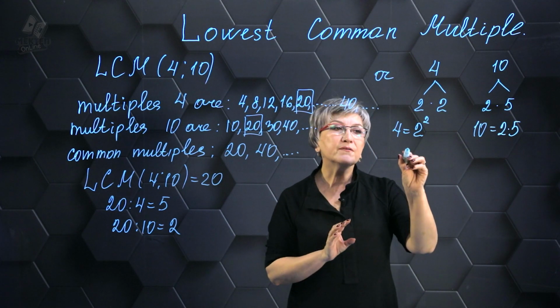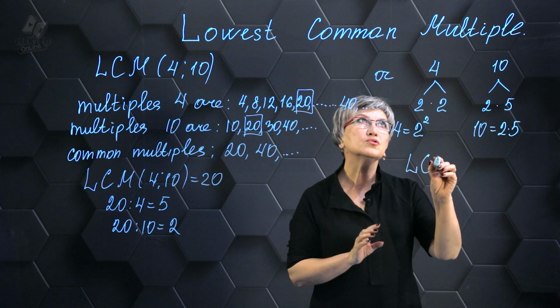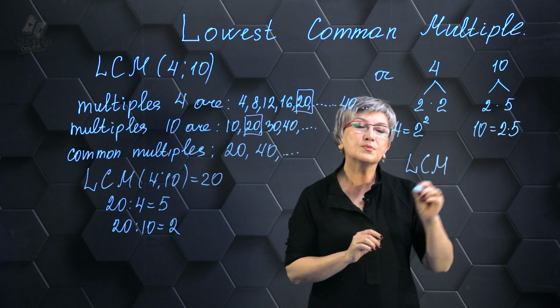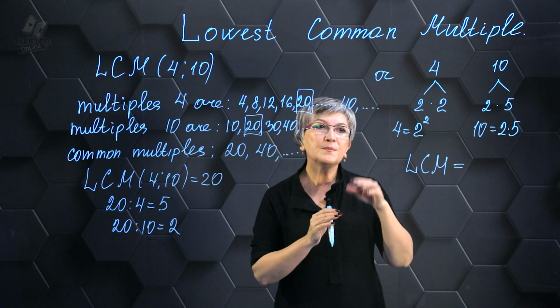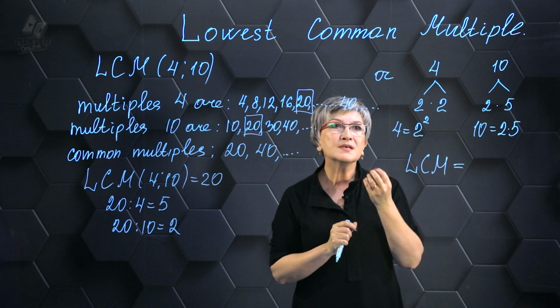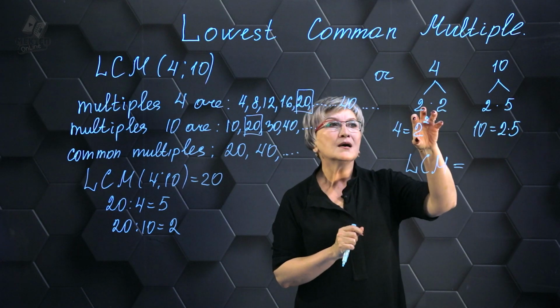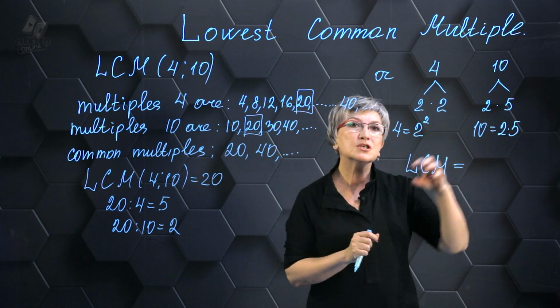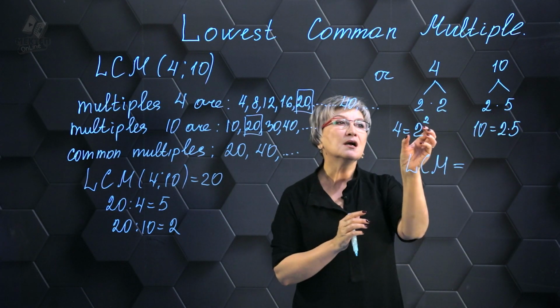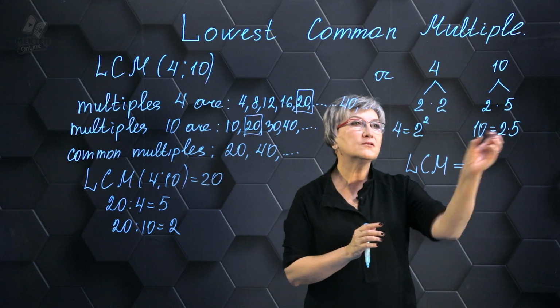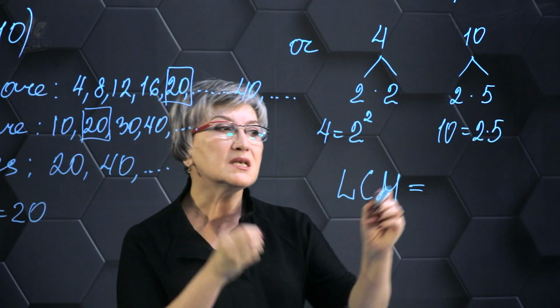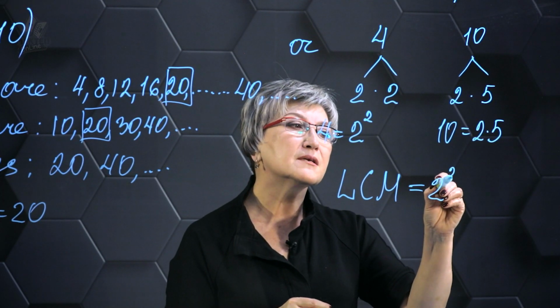We should recall the principle by which I determine the least common multiple. We select, or more precisely, we write down all of the prime factors to the maximum power. We record these factors in the highest power possible. Here I have a 2, and here I also have a 2. The maximum power is 2 to the power of 2.